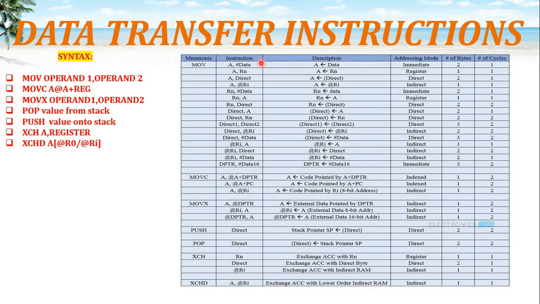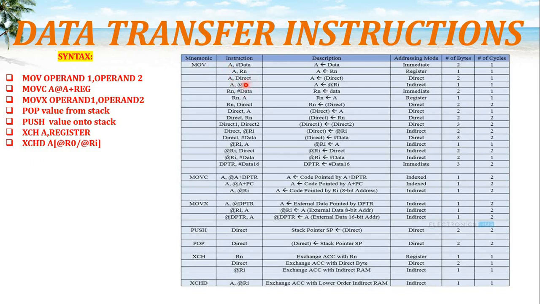In 8051, the instructions always move data from right to left. MOV A, #data means the data will move to the register. Here Rn to A means the data moves from the register to the accumulator.